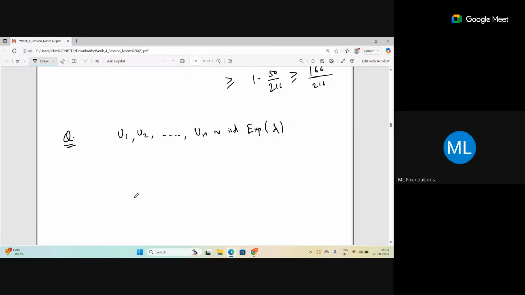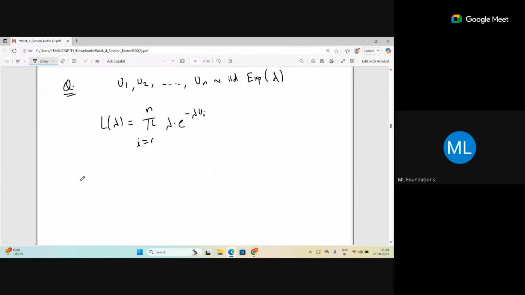Now I need to find its maximum likelihood estimator. For that, I need to find its likelihood. The likelihood of lambda, because lambda is a parameter here, is a product over i equals 1 to n of the PDFs, lambda e to the power minus lambda ui.